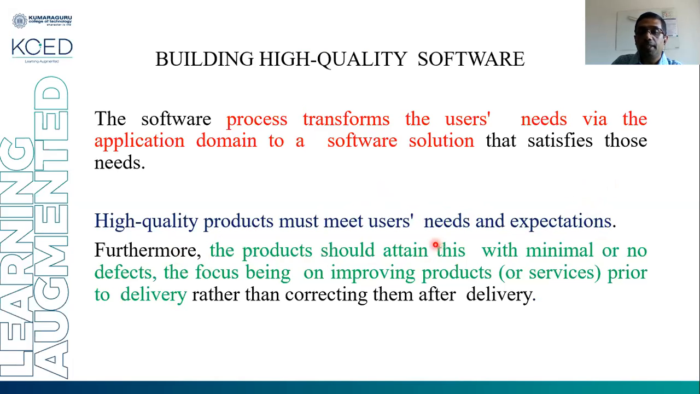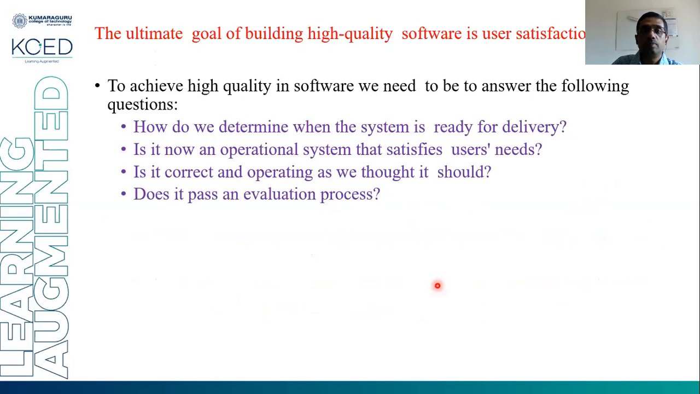Furthermore, the product should attain this with minimal or no defects. The focus is on improving the product or services prior to the delivery, rather than correcting them after the delivery. So you have to improve the quality prior to the delivery. After the delivery, it is very difficult to make changes, or the changes are costly. The ultimate goal of building high quality software is user satisfaction.